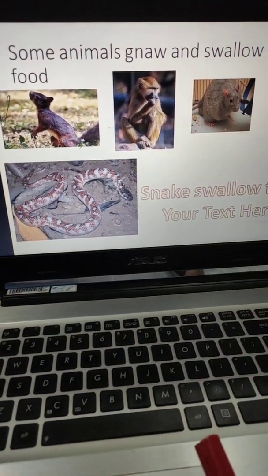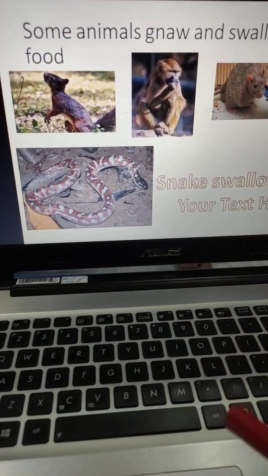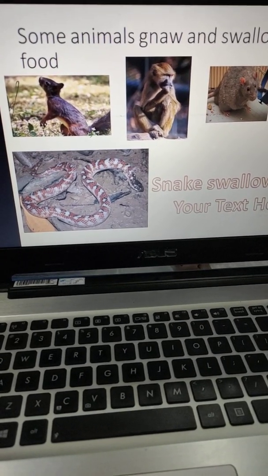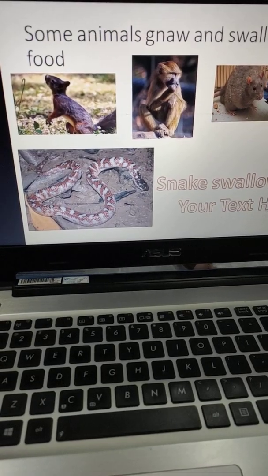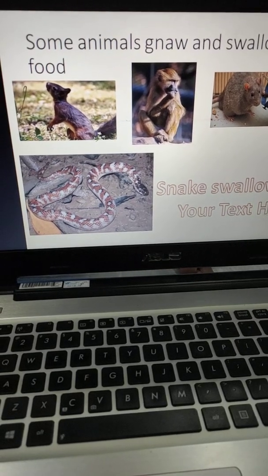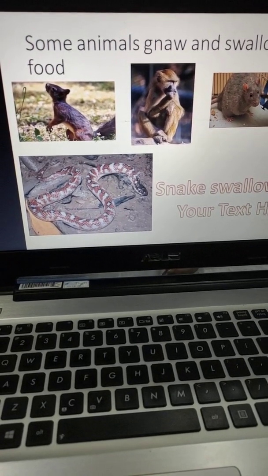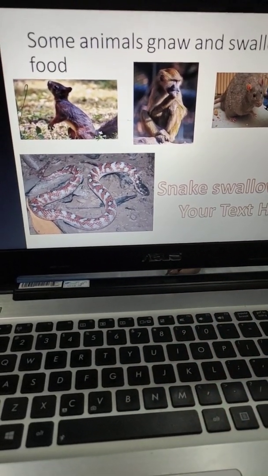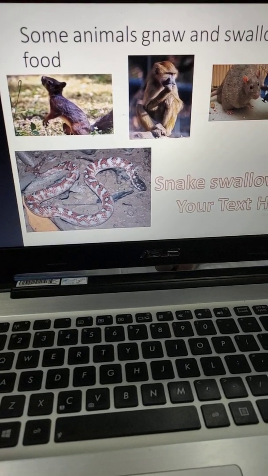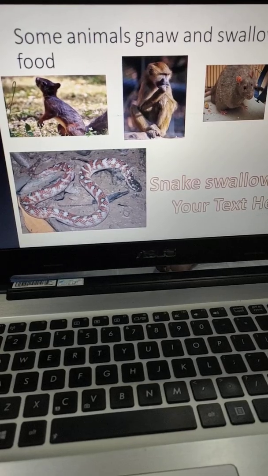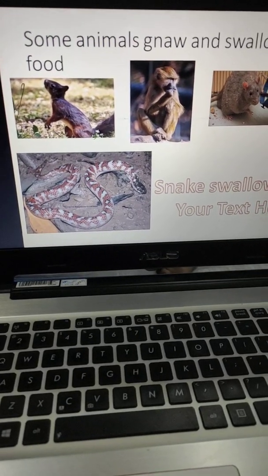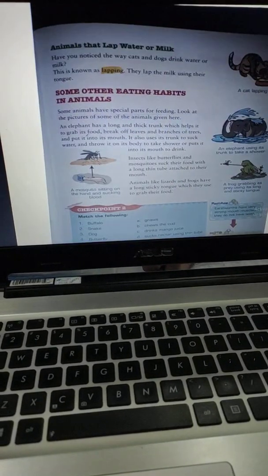So, these are the animals which gnaw their food, like rat, monkey, mouse, squirrel. They don't chew, they gnaw their food. And some animals swallow their food, like snake. A snake does not bite it, does not tear it. It takes the whole animal inside its mouth. It does not chew the food. It swallows the whole food. So these are the animals.